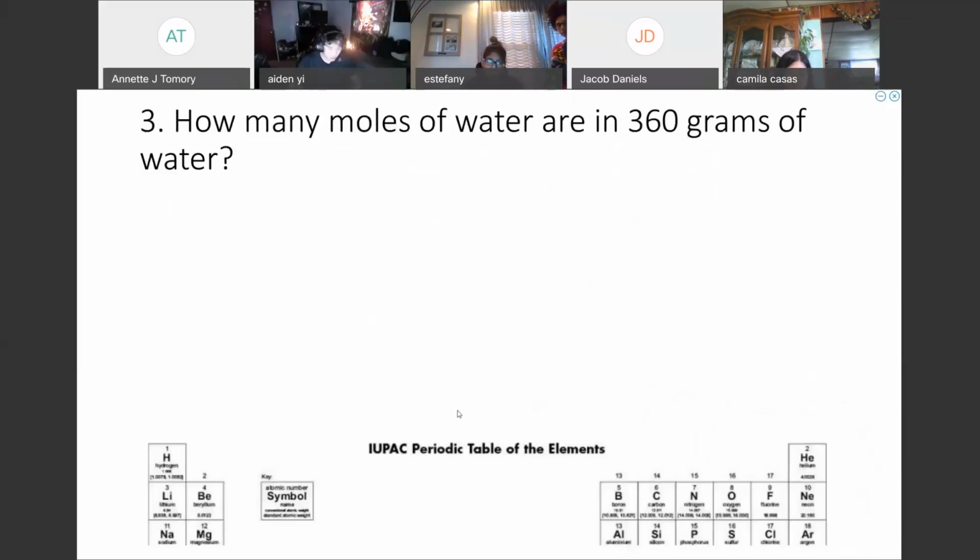I'm going to try to give you guys a head start for the next one. See if you can do it before me. I didn't give you the chemical formula for water. What is it? H2O, very good. Dihydrogen monoxide. So how many moles of water are in 360 grams? As soon as you see the word grams, what do you have to figure out about H2O?